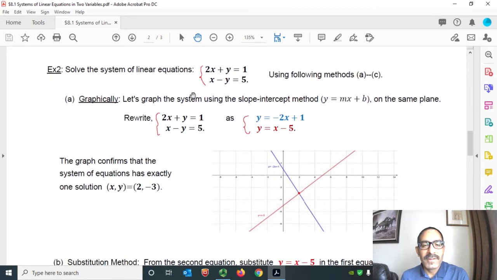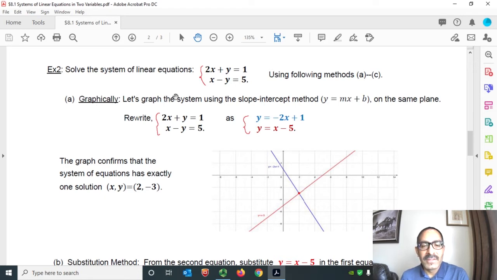Solve the system of linear equations. The system is 2x plus y equals 1, x minus y equals 5. So we have two equations and two unknowns. Using the following methods. Part A, solve the system graphically.